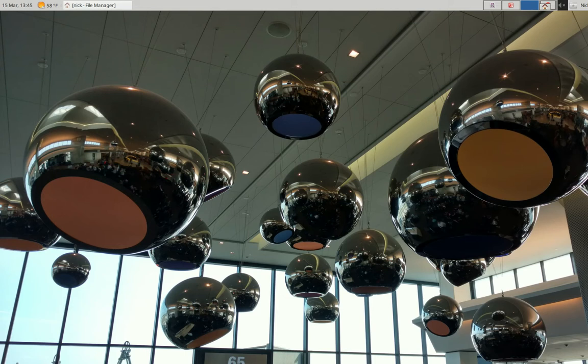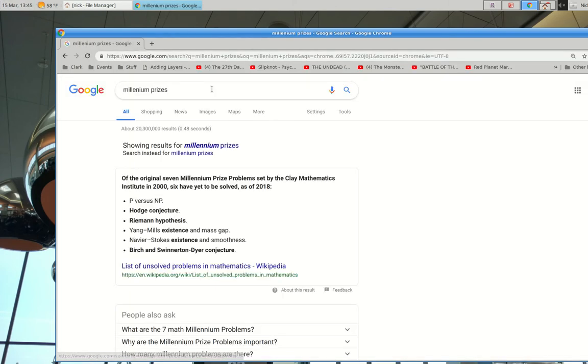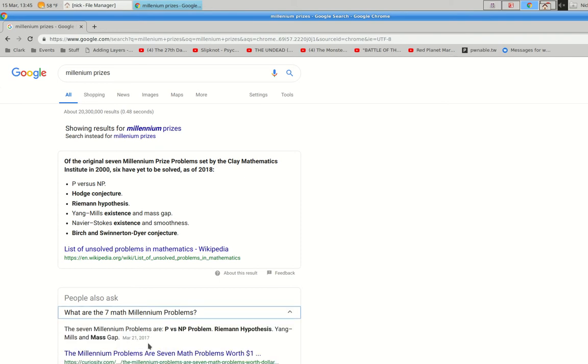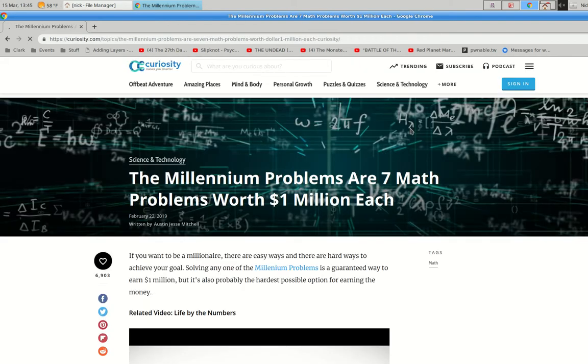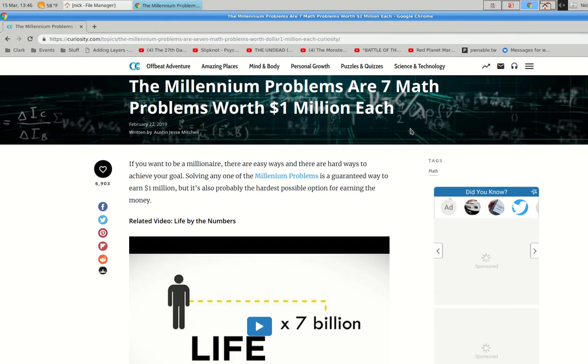Have you ever looked at the Millennium Prizes? Top one, P versus NP. People do these and then don't accept the $1 million. Why? I don't know. They say it's for pure mathematics and stuff. Okay, you can do it for pure mathematics, but they're handing you $1 million. It was one guy.